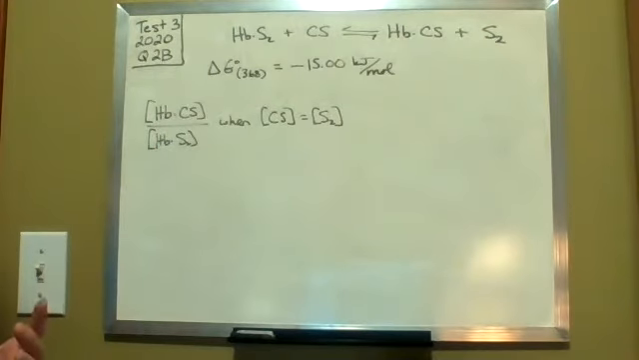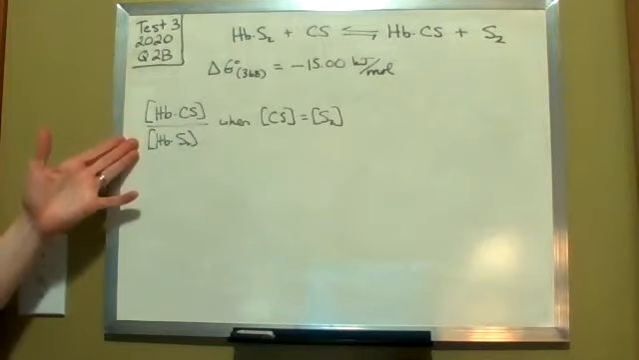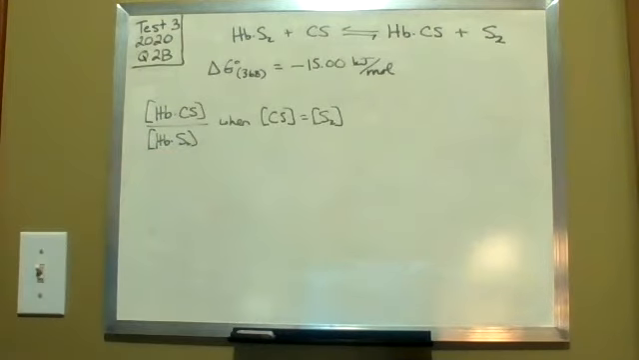So if both are present there, pretty much what is the ratio? Are you going to have more CS binding to it, or are you going to have more S2? And that's giving us kind of a bit of an idea about how toxic or how poisonous CS would be to Quantarians. Now you're given a hint to start with K, or the equilibrium constant.